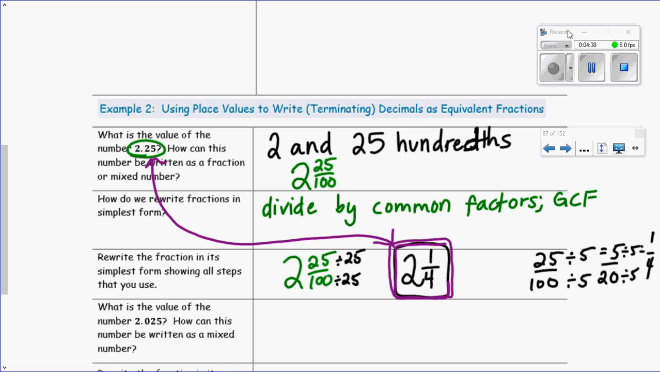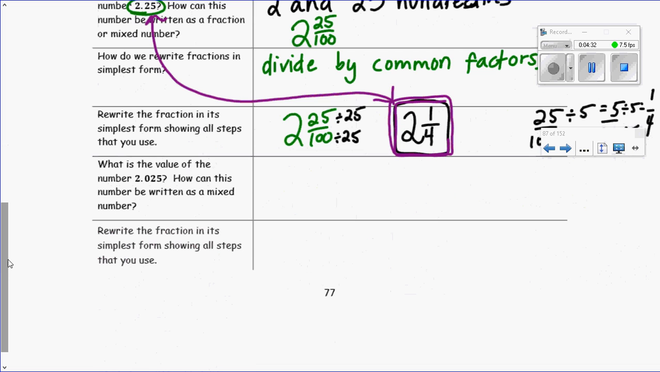Okay, what if we had 2.025? Now I don't end in the hundredths place value. I end in the thousandths. So this is 2 and 25 thousandths. Well, if 25 went into 100, it's got to go into 1,000 as well. So let's go ahead and divide this by 25. And no, you still can't use a calculator. So let's try to make this as efficient as possible.